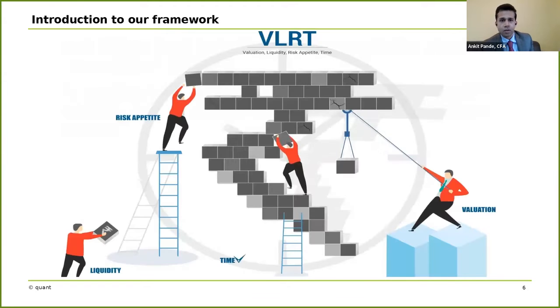And this is a more pictorial representation: valuation, liquidity, risk appetite, timing. That's our VLRT framework. I'd say outright that something like valuations is really about fundamental analysis, and I will probably not touch on that at all in this session, because I think that's something you guys are very well aware of. And a lot of you are far more expert at that than I am, for instance, in many segments of the market, I'm sure.